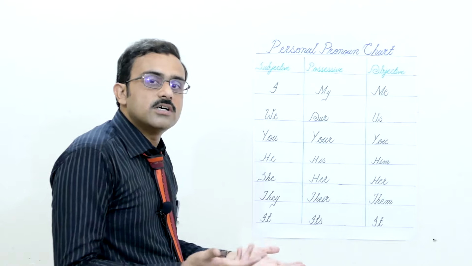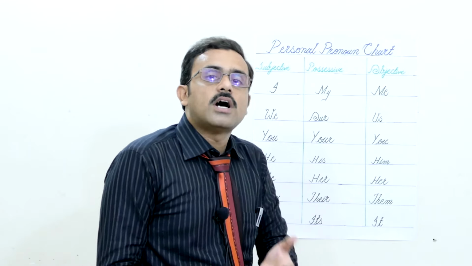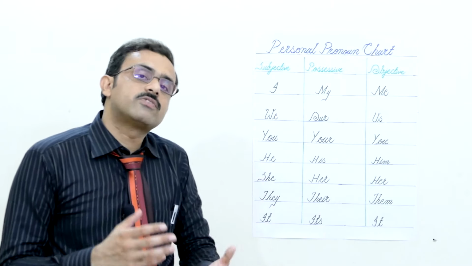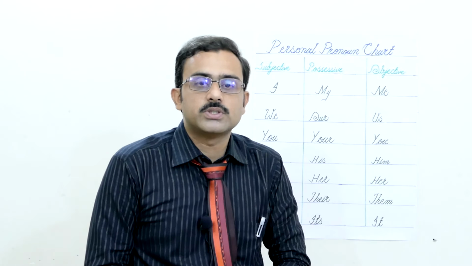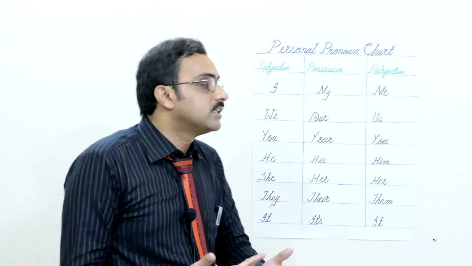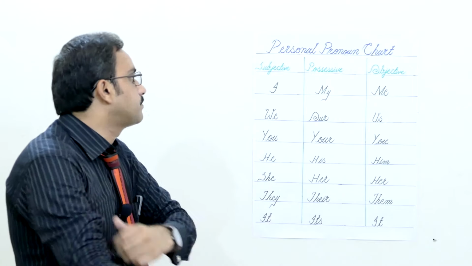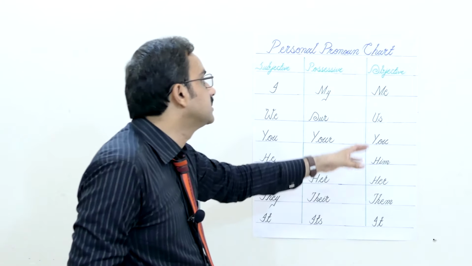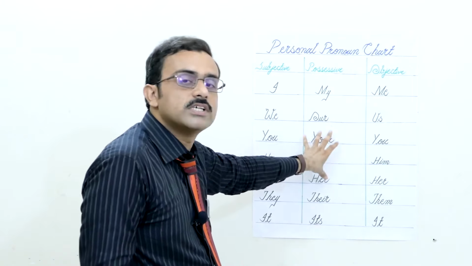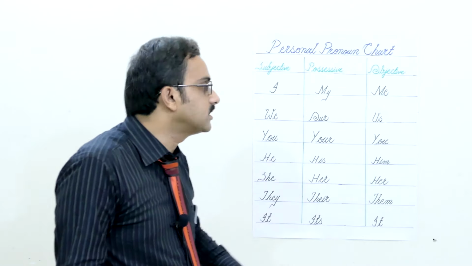So till here we discussed what? First I told you the difference between active voice and passive voice, and the prominence of active voice and passive voice. Then we discussed the personal pronoun chart, meaning subjective cases and objective cases, and I told you that possessive cases do not change, they remain the same.